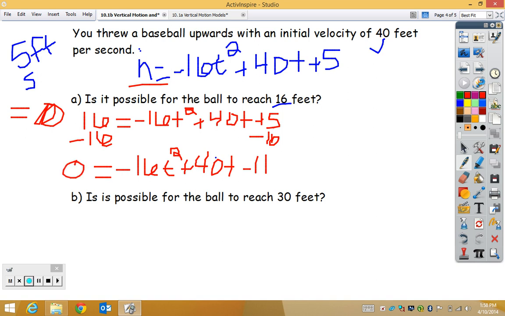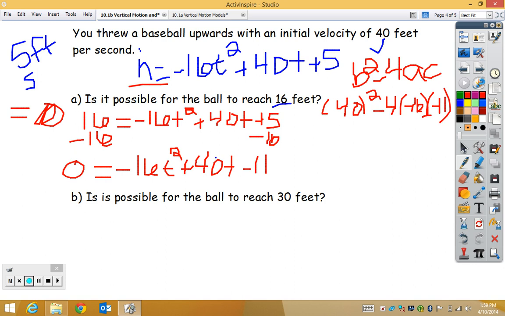Then we're going to use our discriminant, b squared minus 4ac. Again, notice I'm not asking what time it hit the ground, just whether or not it did. So b squared, I'm going to go 40 squared minus 4 times negative 16 times negative 11. We're going to do our math and figure out what this equals. 40 squared is 1600. So 4 times 16 times 11 is 704. That gives me 896. Well, it's positive, so yes, it did.